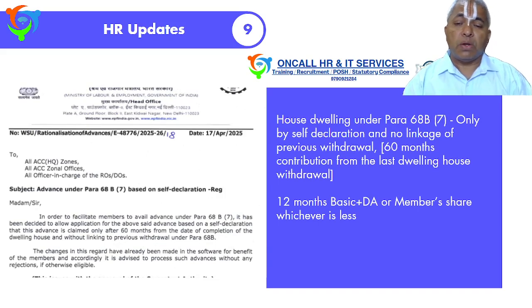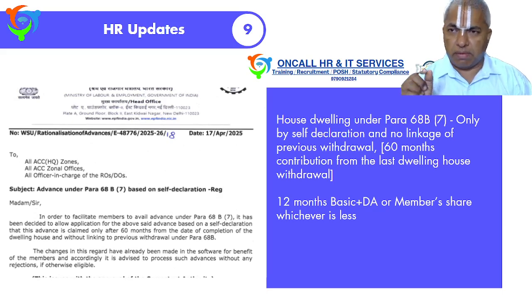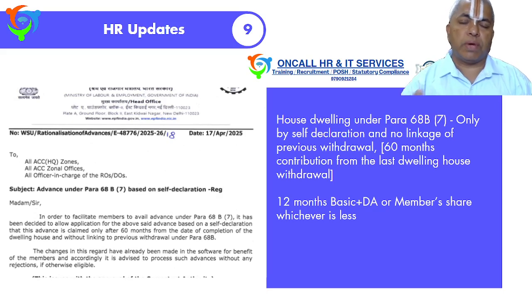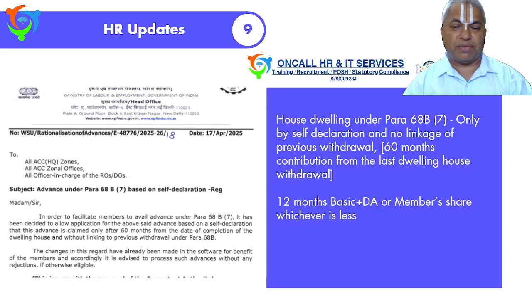Then loans. In PF, there are various reasons for which you can take a loan. Section 68B deals with the advance for purchase of a home, or for any repair also you can withdraw an advance from your PF account. When you are withdrawing for repair of your house, there should be a minimum of 60 months contribution between the first withdrawal and the second withdrawal.